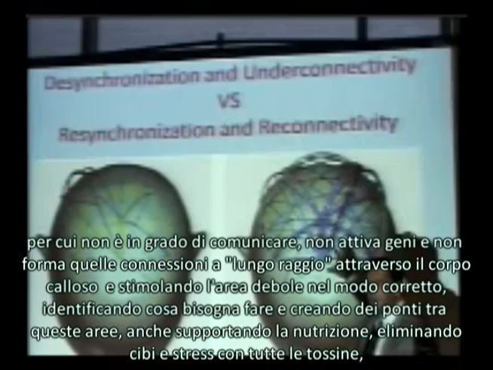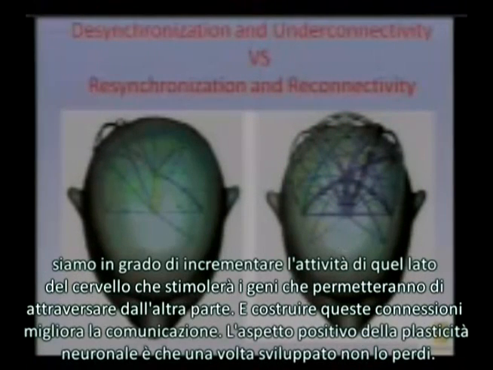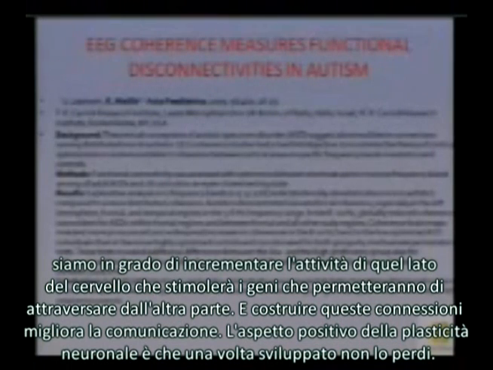identifying what we need to do, and bringing those areas up, and also supporting the nutrition and eliminating foods and stress and all of the toxins that are there, we can increase the activity of that side of the brain, which will stimulate the genes to cross across to the other side, build those connections, and improve the communication. And the good thing about neuroplasticity is once you develop it, you're not going to lose it.